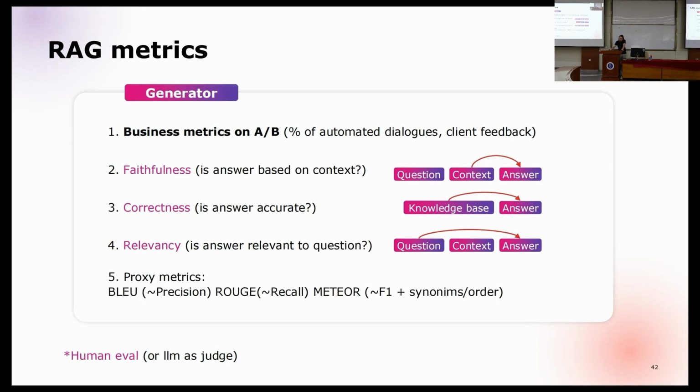There are some proxy metrics we can calculate offline. To do so, we need a reference dataset of golden answers, and then we can calculate BLEU, something like precision, ROUGE, something like recall, and METEOR, something like F1 score plus synonyms and order. But again, when we speak about such proxy metrics, we need to be sure that they are correlated with human evaluated metrics.